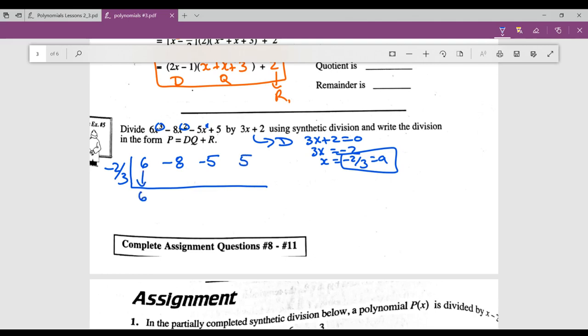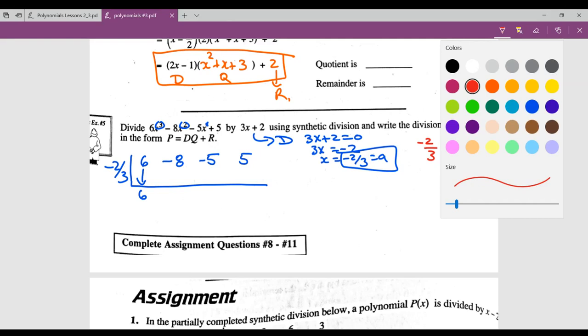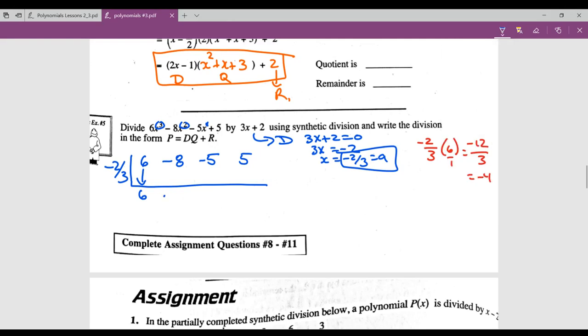6 drops down. Negative 2/3 times 6. If you're not familiar with multiplying fractions, do it over to the side here. Negative 2/3 times 6. Well, that's like 6 over 1, and you multiply top times top and bottom times bottom. So negative 12 over 3, which is negative 4. Negative 4 goes there.